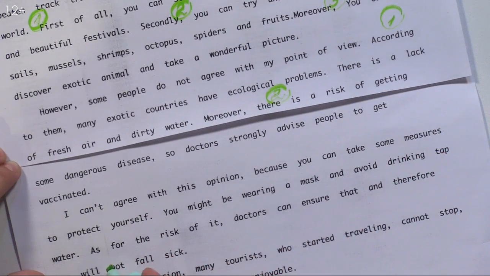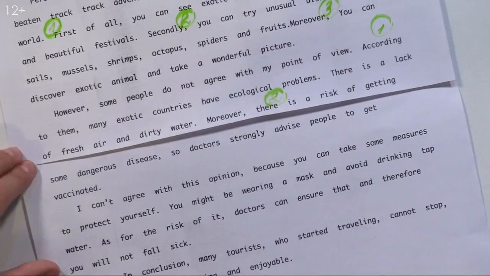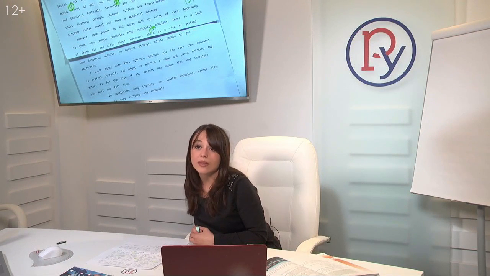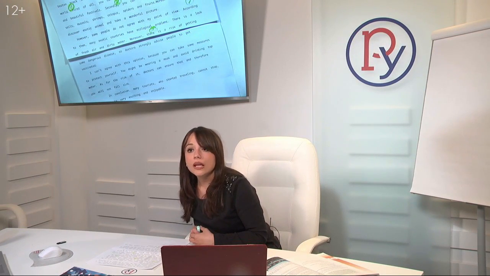And so the second counter argument, as for the risk of it, doctors can ensure that and therefore you will not fall sick. Now again, there is a problem with the language, but our learner attempted at refuting the argument that a risk of getting a dangerous disease can be something that will deter a lot of tourists from going to exotic countries. So let's assume that our learner has refuted both counter arguments, and now our student is supposed to make a conclusion restating their position.